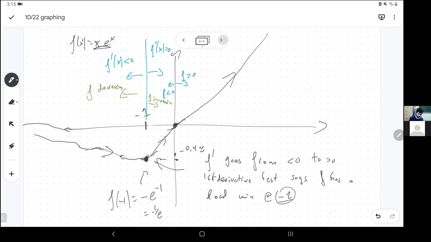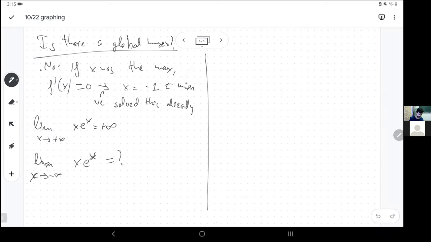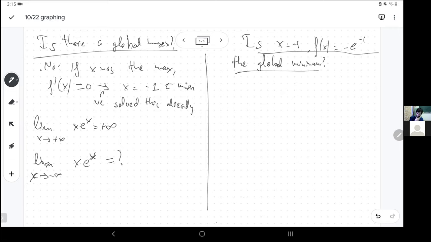Let's take the second derivative, see what that tells us. Oh no, I want to answer, is the global minimum? Is x equals negative 1? Is the global minimum found at negative 1? I don't have a rule for this. If this was a closed interval, I would have a rule. I would say yes, because there is a global minimum and it has to be somewhere. But I don't know that it has to have a global minimum.